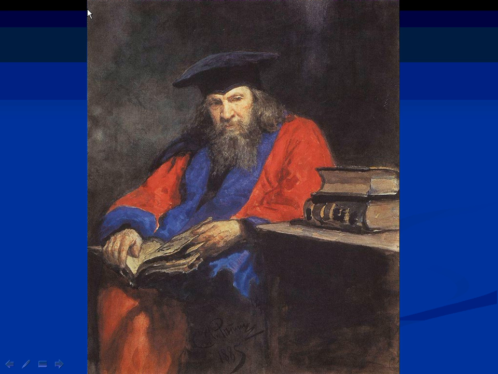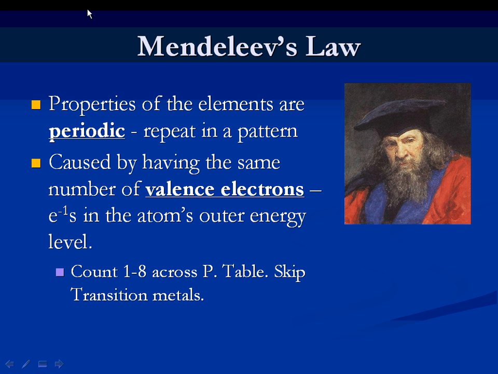In fact, he saw that the way that he laid out the elements, they were in rows and columns of patterns that repeated. And we're going to talk a little bit more about how they repeated and what was special about them later this year. But you should know that that's Mendeleev's law, that the properties of the elements are periodic. They repeat in a pattern. You should also know that this is caused by the fact that the elements repeat their number of valence electrons. Valence electrons being the electrons in the atom's outermost energy level.